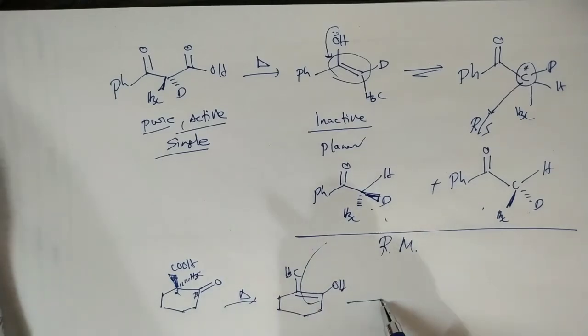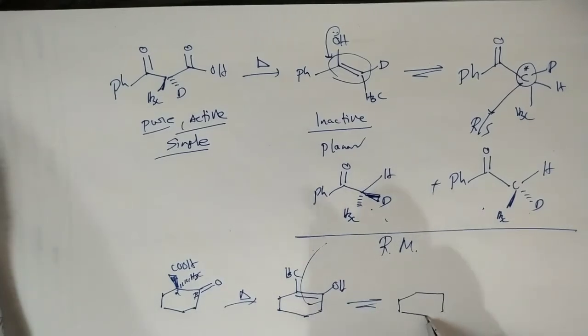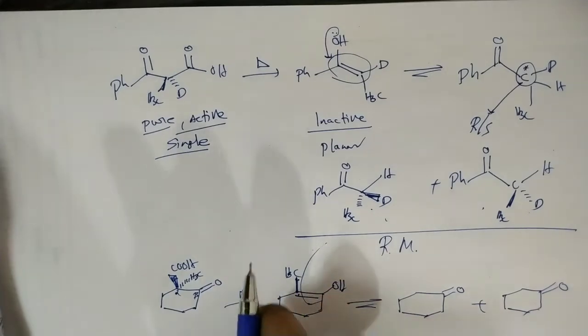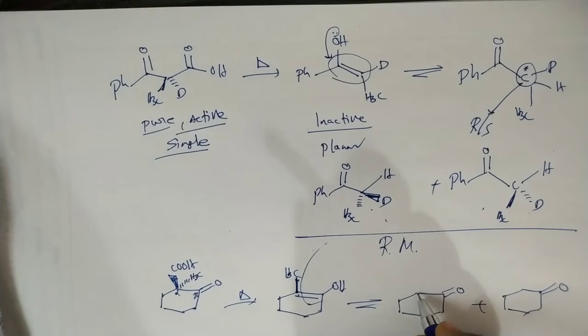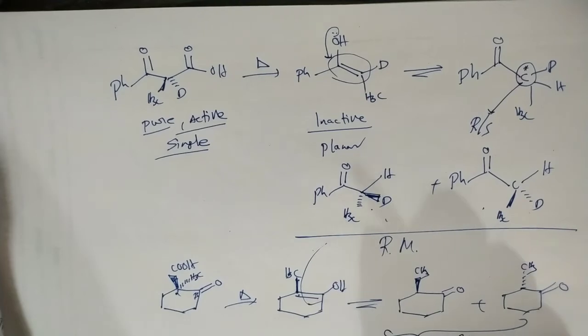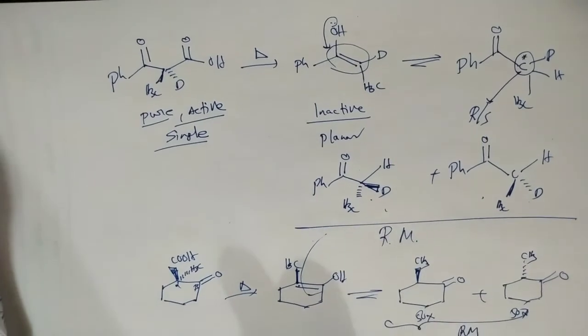Now this enol form is converted into keto form. In this keto form, C double bond O and here also C double bond O. But here this methyl is on the plane actually. This is an sp2 carbon, so methyl is on the plane. But whenever it is converted into keto form, that methyl may be above the plane or below the plane. That means we will get the racemic mixture. Okay, so here 50% of this isomer and 50% of this isomer, both are enantiomers, so we get the racemic mixture.